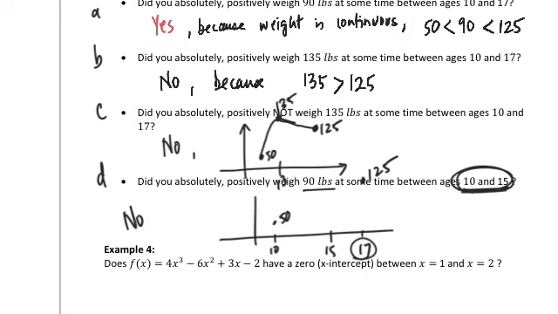Not necessarily. You might have hit 90 right here when you were 14, but you also might have hit 90 when you were 16. We don't know exactly what happened. All we know is that you hit 90 at some point.